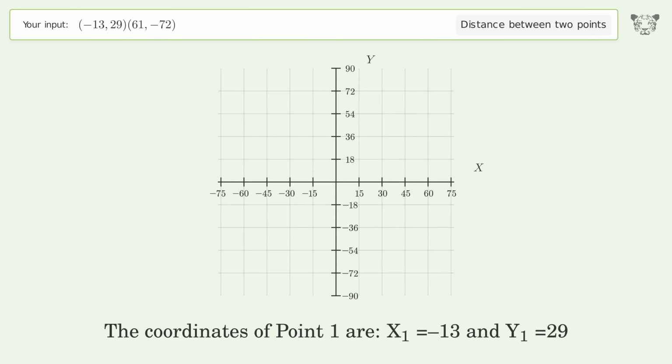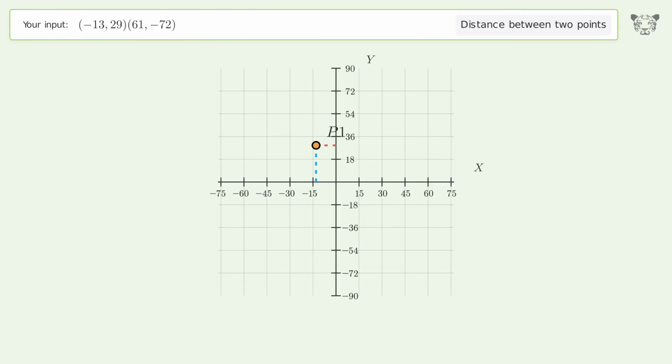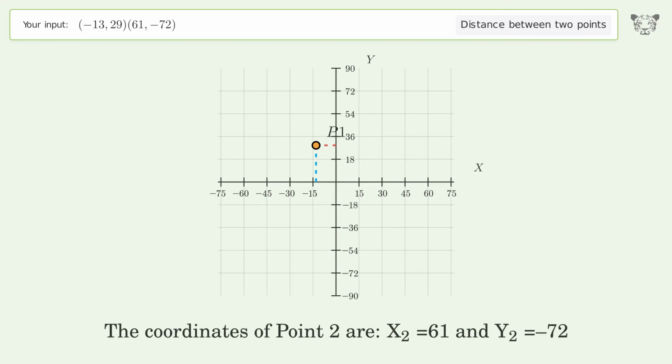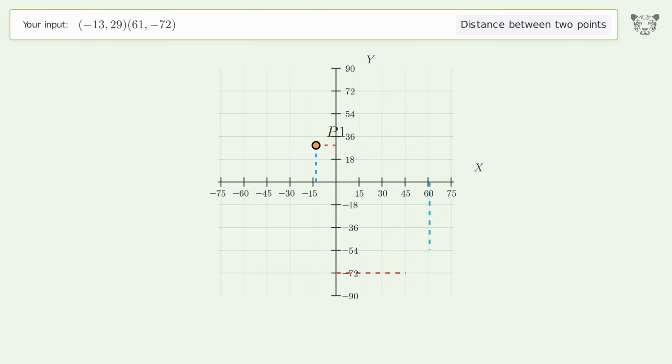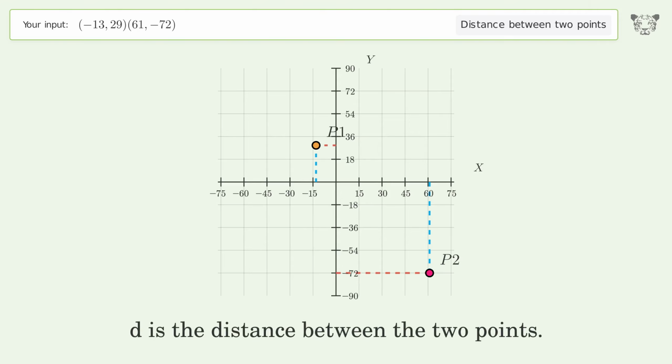The coordinates of point 1 are x1 equals -13 and y1 equals 29. The coordinates of point 2 are x2 equals 61 and y2 equals -72. D is the distance between the 2 points.